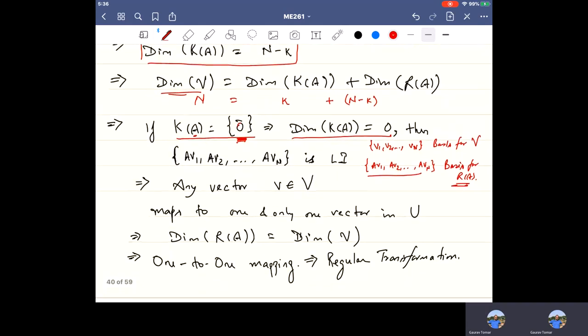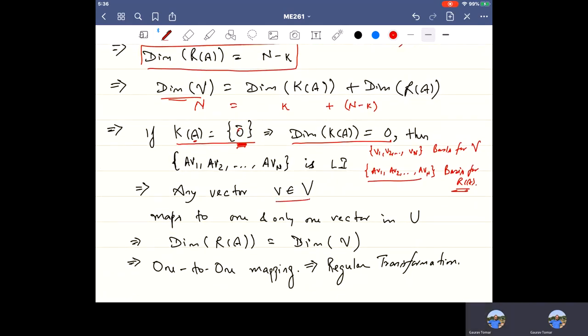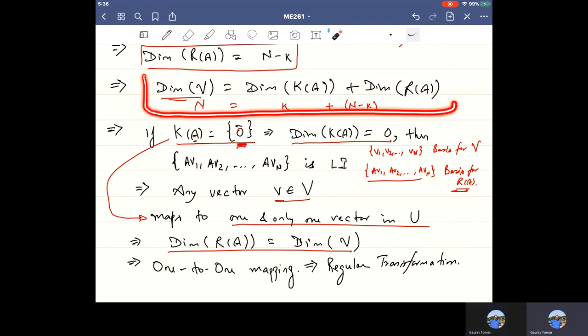So if you take any vector V, if this is true, then it will map to only one vector in U. And from this, you can also conclude that the dimension of range of A is the dimension of V. This also comes from the formula that we have already looked at. This formula also says that if K is 0, the dimension of range of A will be the same as the dimension of V. These kinds of mappings are called one-to-one mappings.